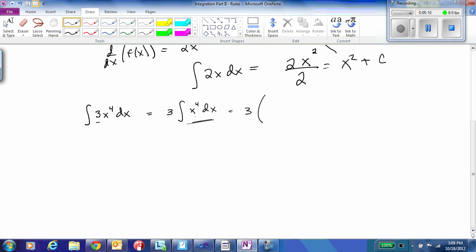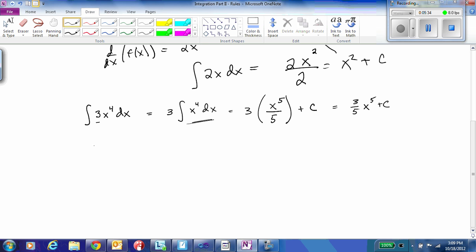Remember, the power rule for integrals is to raise the power by 1, so it's x to the fifth, and divide by the new power. And since this is an indefinite integral, I have to put in a plus c. So my answer would be 3/5 x to the fifth plus c.